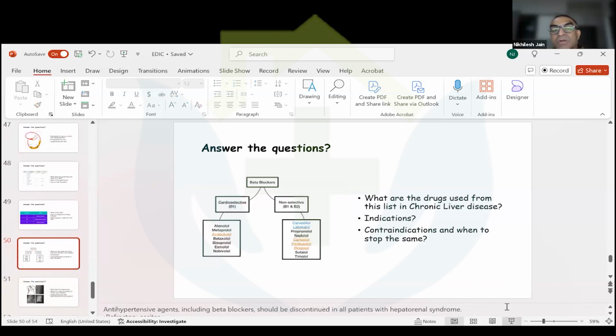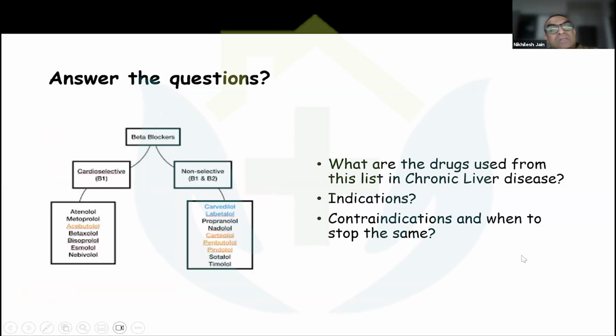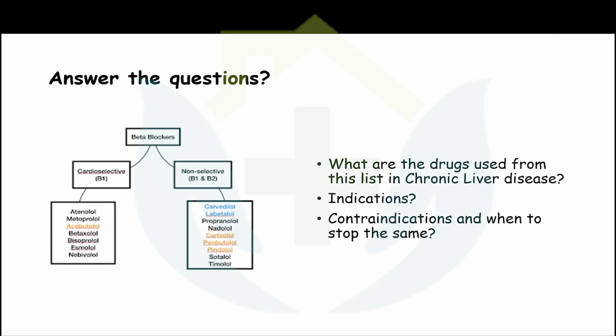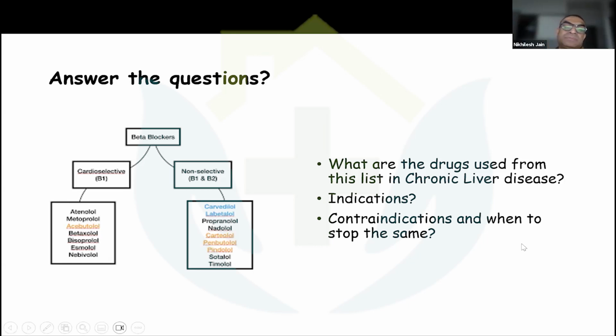Okay, I'll again put this up. Anybody can identify the drugs, I guess, right? Are you able to see the drugs? Yes, sir. So what are the indications? Portal hypertension. And what are the contraindications for a patient of chronic liver disease? Asthmatic patient.